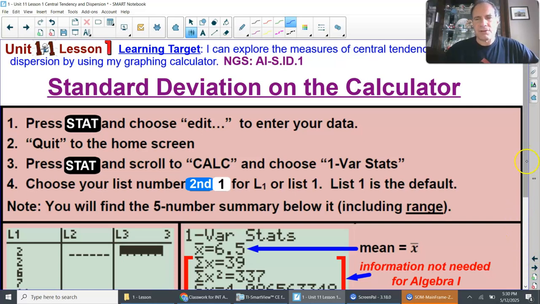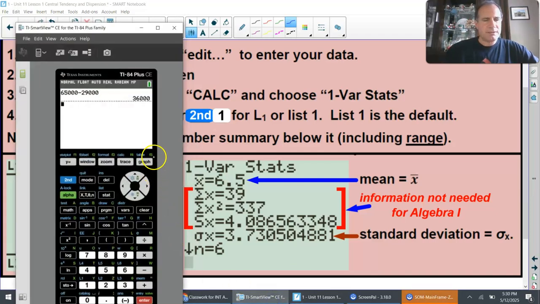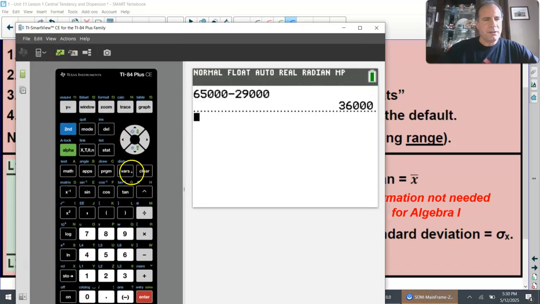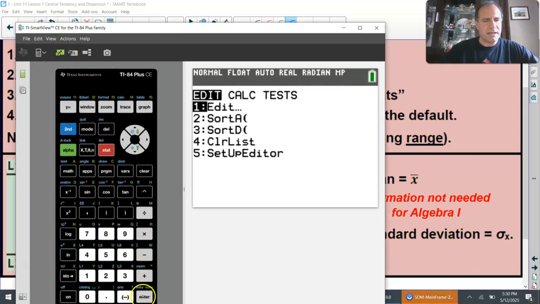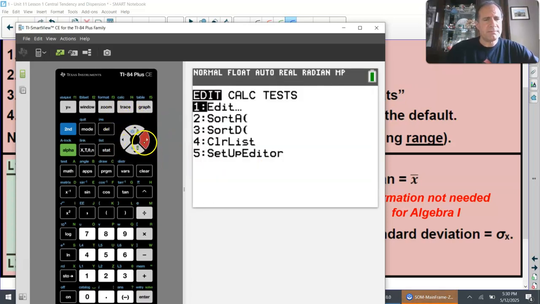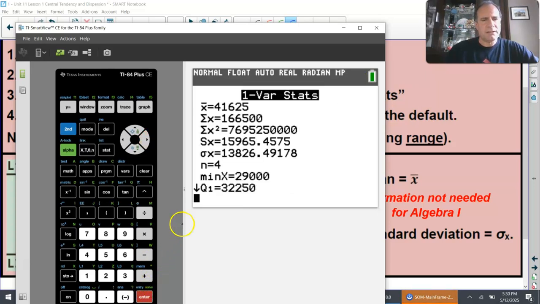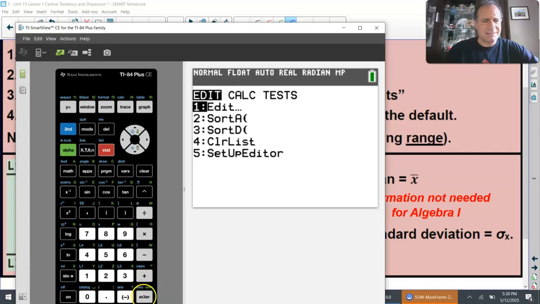So standard deviation on the calculator is done the same way. You press Stat, you choose Edit, you enter your list into L1, 1-Var Stats, and you can see I put this up on here. If you press Stat and go over to Calc, and you leave it on 1-Var Stats, and you press Calculate, you see this right here? That is standard deviation. And it's 13,826. So you're just looking and saying, wow, that seems like a lot.